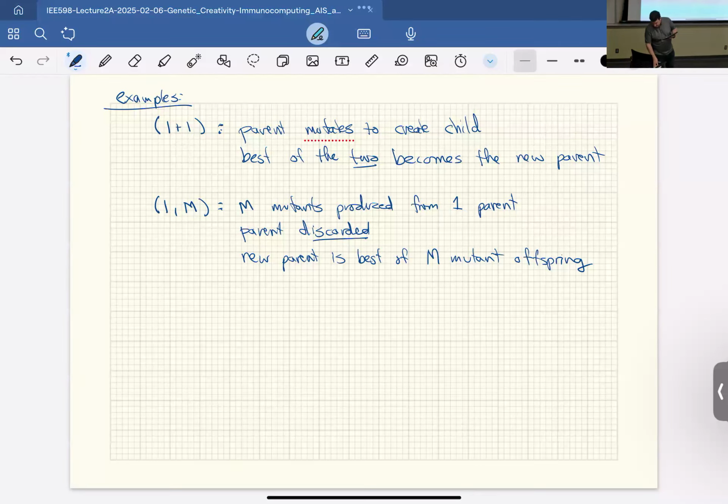So of the evolution strategies, there became a group.